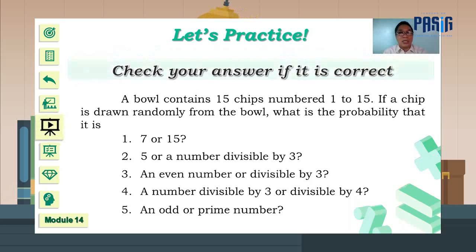Okay, check your answer if it is correct. Number 1, 2 over 15. Number 2, 2 over 5. Number 3, 1 over 8. Number 4, 7 over 15. And number 5, 3 over 5.